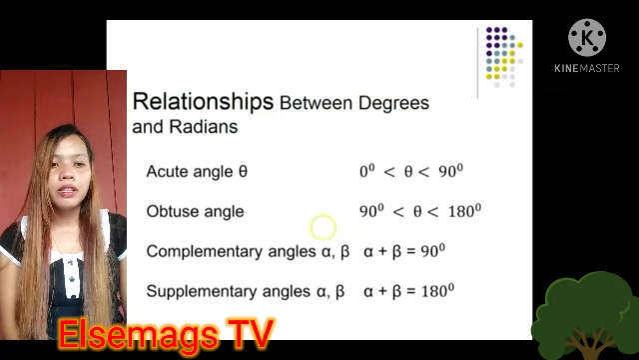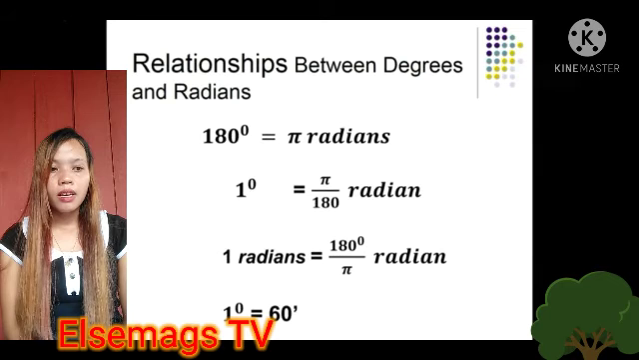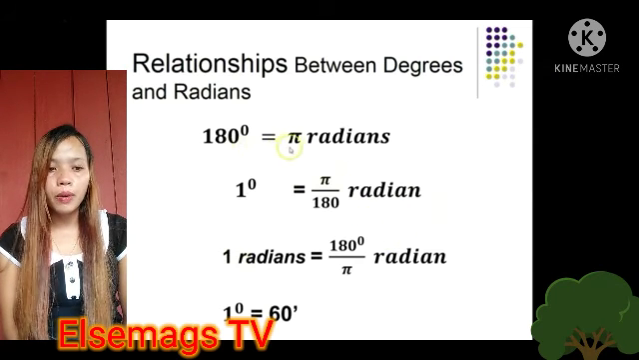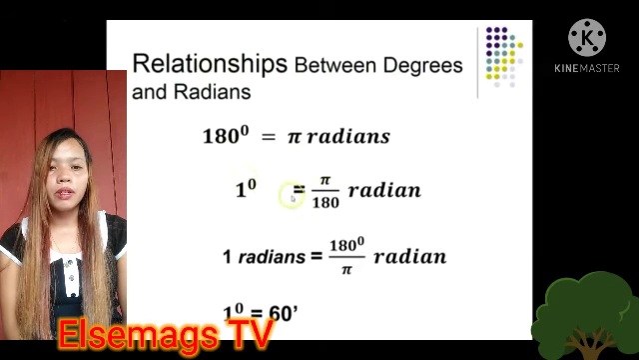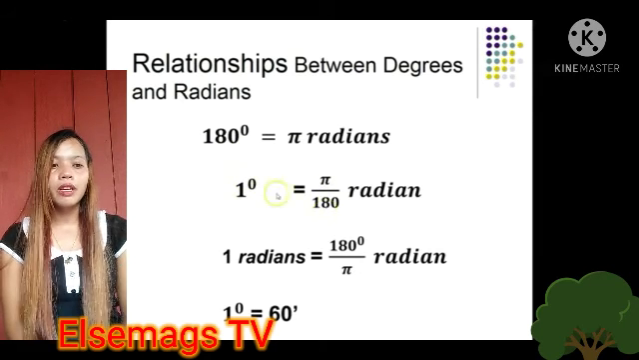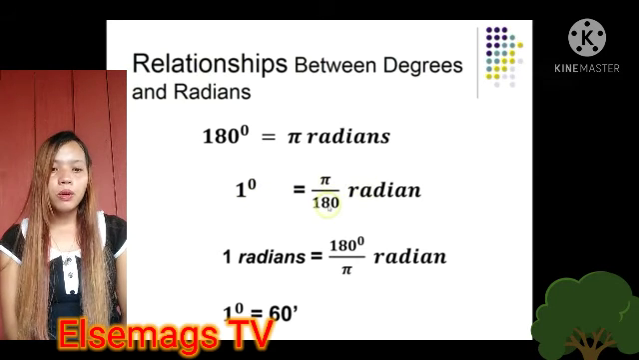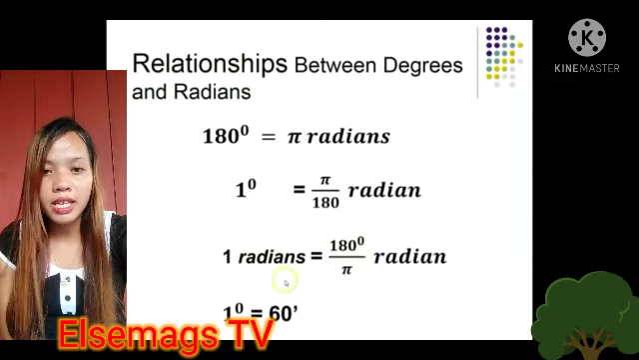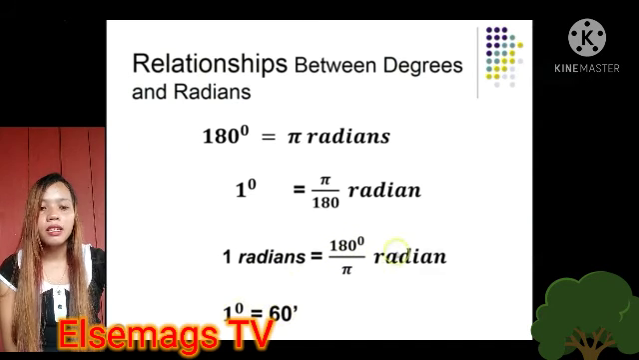Now, the relationship between degrees and radians. We're going to convert degrees to radians and radians to degrees. We take 180 degrees as equal to pi. So 1 degree will be equal to pi over 180. Therefore, to go from degrees to radians, multiply by pi over 180. And 1 radian is equal to 180 degrees over pi, so the radian is converted into degrees. Also, 1 degree is equal to 60 minutes. So remember all this again.